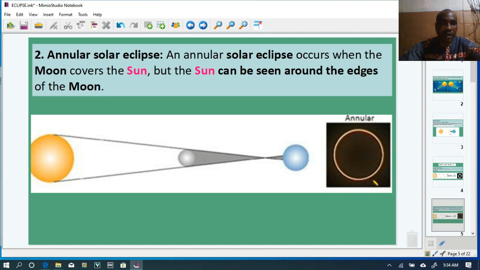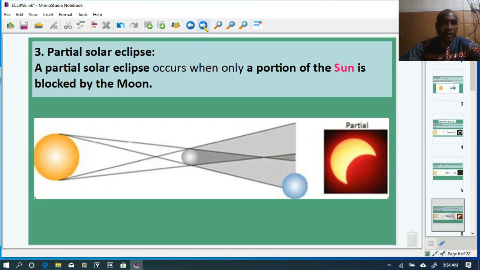of the moon. The third type of solar eclipse is called partial solar eclipse. A partial solar eclipse occurs when only a portion of the sun is blocked by the moon.